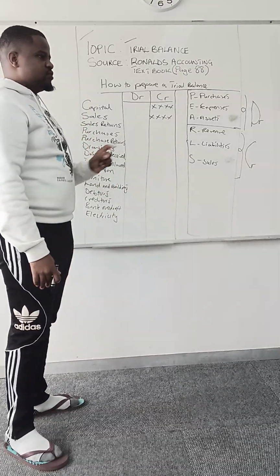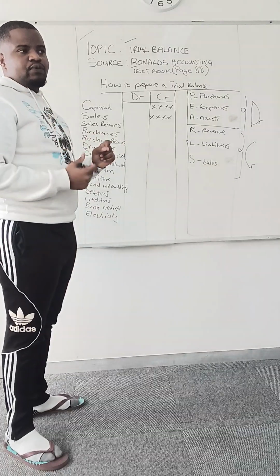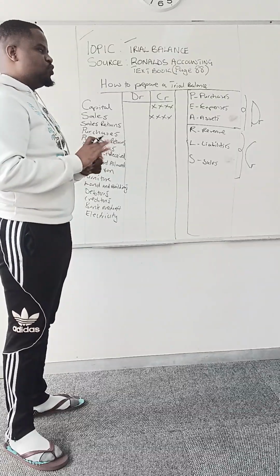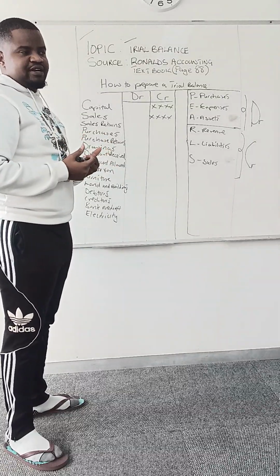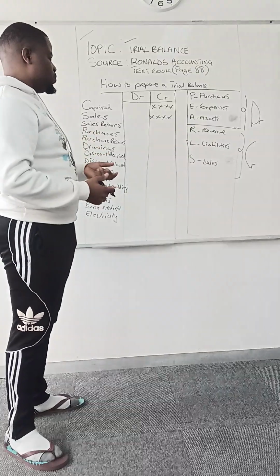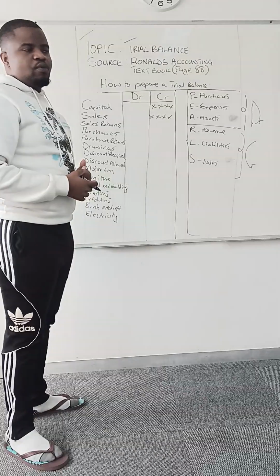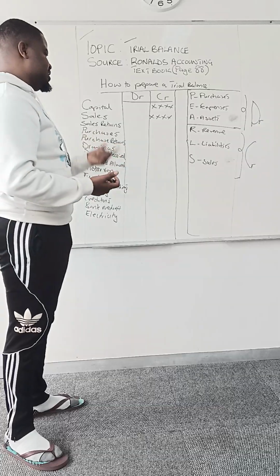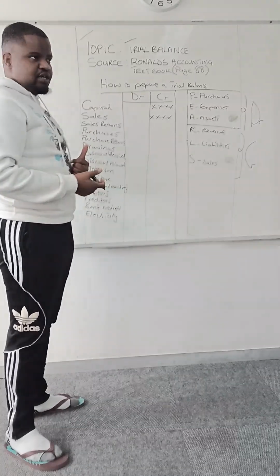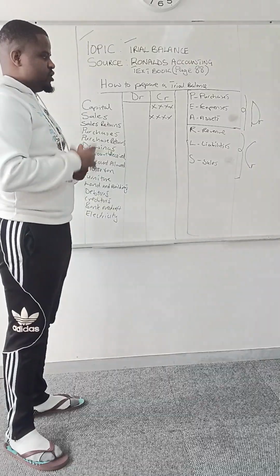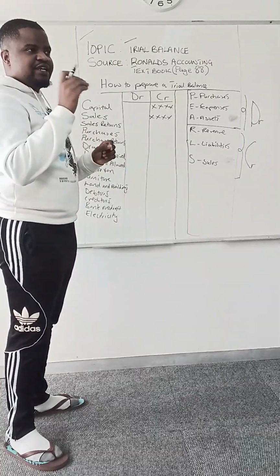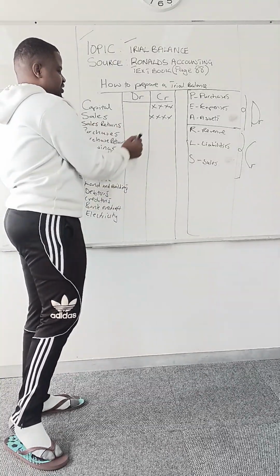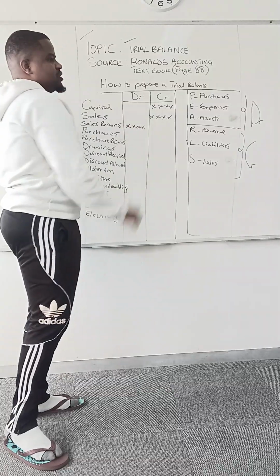Then sales returns. You need to know that sales returns is the same as returns inwards. In the exam, don't be confused, because examiners are very clever. They know that sales returns go opposite sales, so they use another term which means the same as sales returns, which is returns inwards. They go opposite sales. Sales are on the credit side, and sales returns are on the debit side.